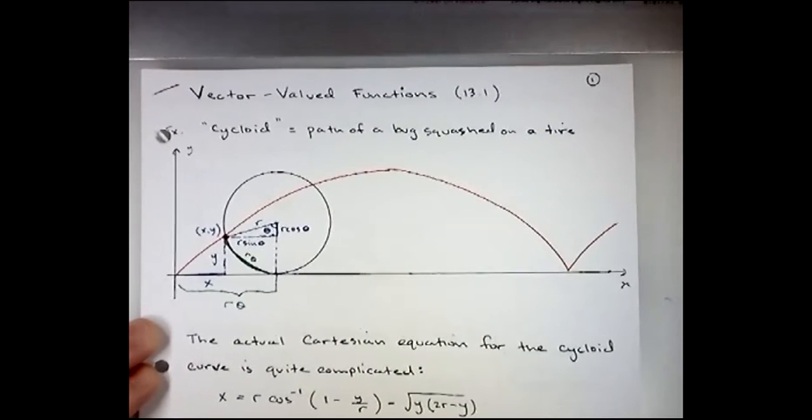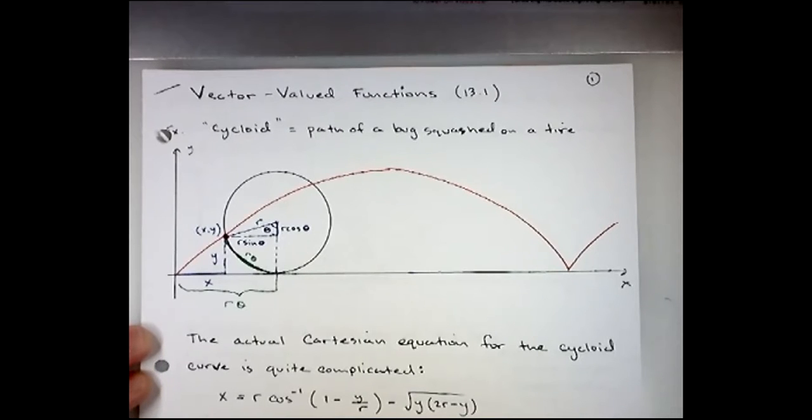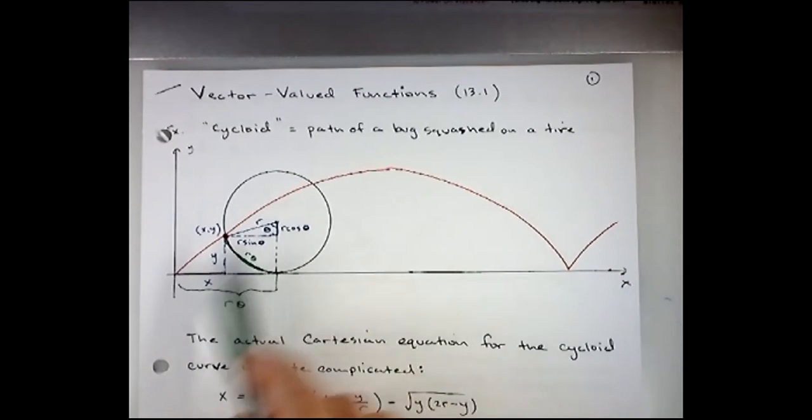And if you've had me before in 21B, I might have introduced the cycloid if we talked about parametric equations, if we got that far. The cycloid seems, on the surface, okay, the path that a bug takes when it's squashed on a tire, big deal. What good is that? The cycloid has some very interesting and useful properties.